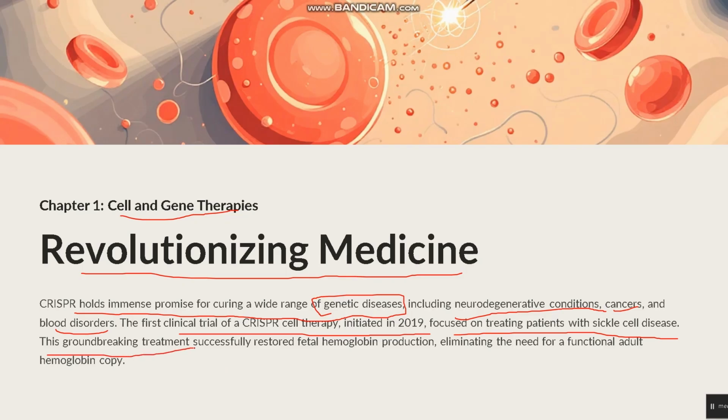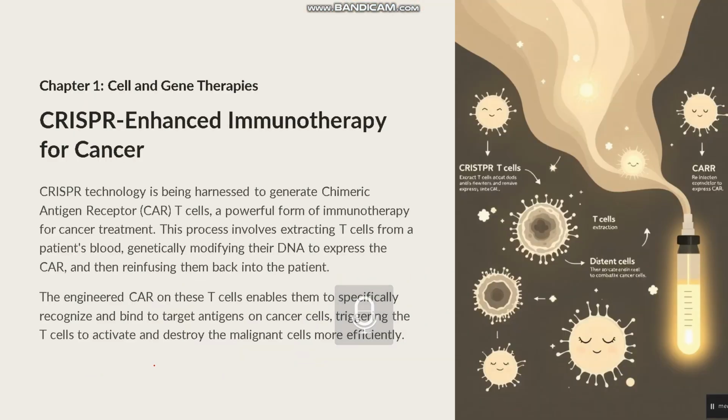The groundbreaking treatment successfully restored fetal hemoglobin production, which is normally produced in the fetus, eliminating the need for a functional adult hemoglobin copy. The adult hemoglobin copy is not functional in that patient, so they restored the fetal hemoglobin production. By this, they eliminate the need for a functional adult hemoglobin copy. So, cell and gene therapies.